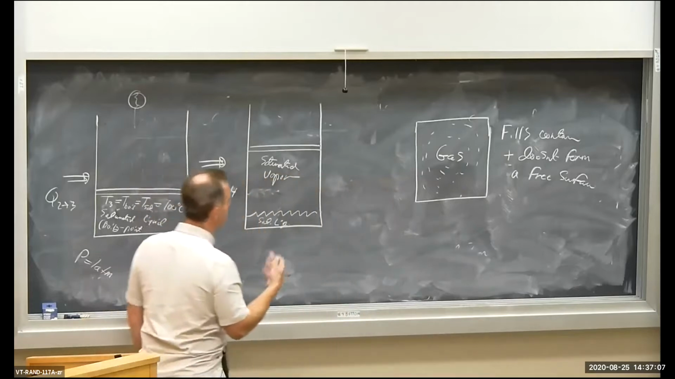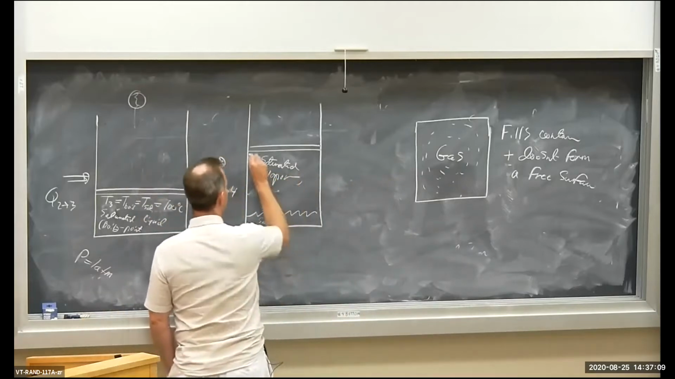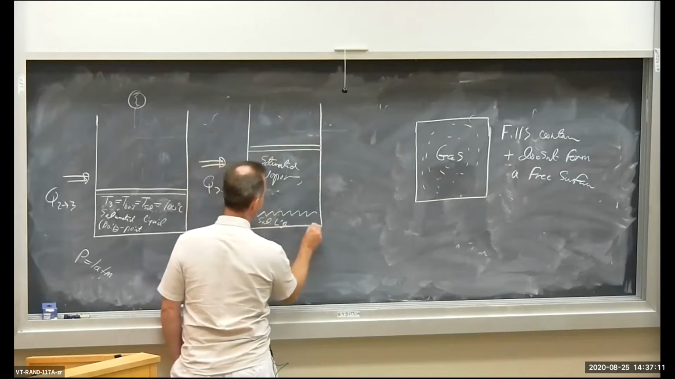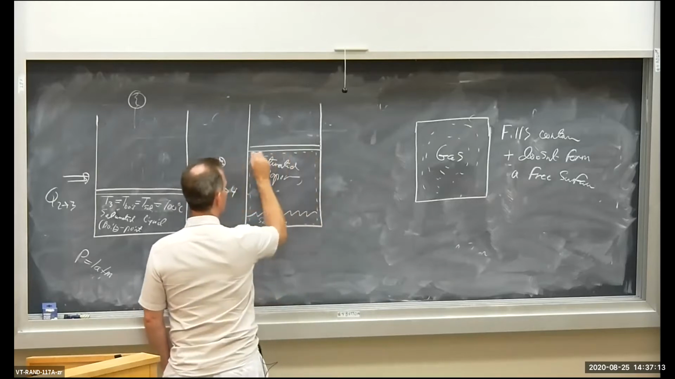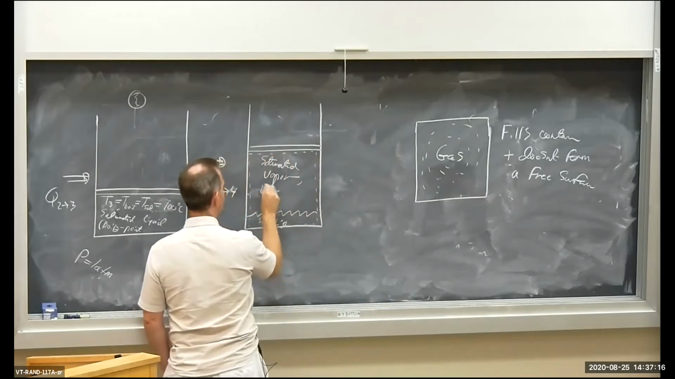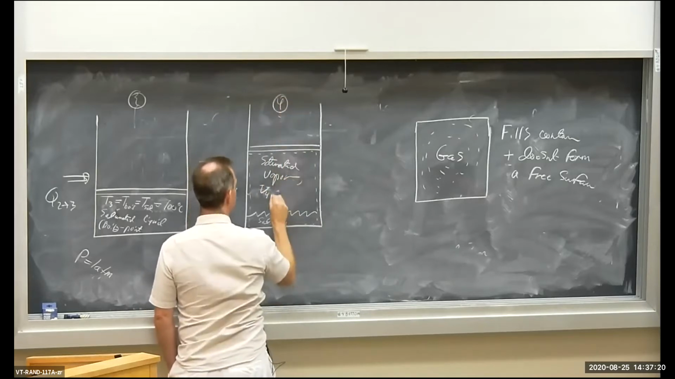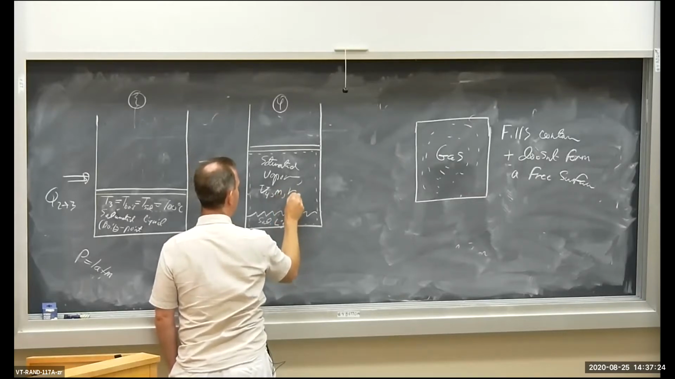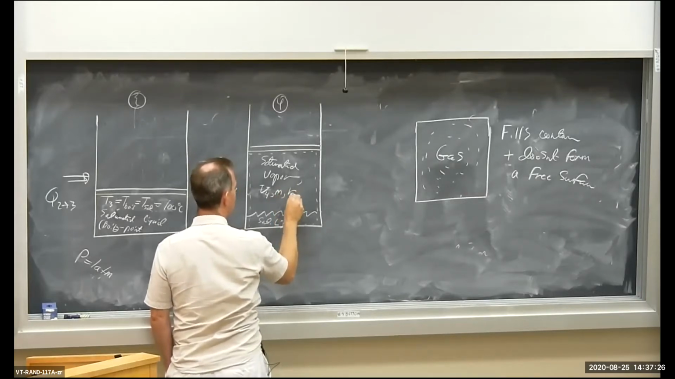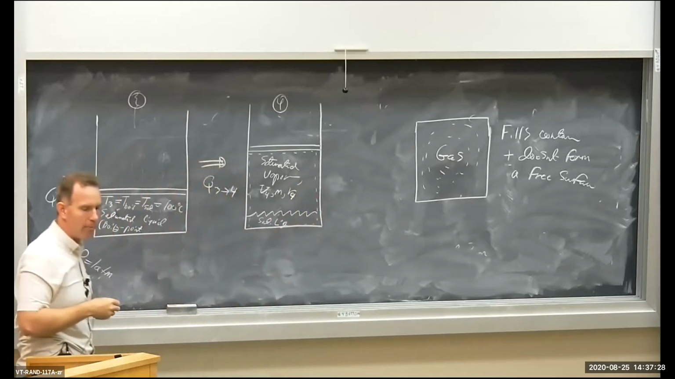And if I measure the volume of the whole thing, so I have a certain volume, V4. I have a certain mass, so I have a specific volume, V4. And I'm going to put that up on my diagram in just a moment, okay?